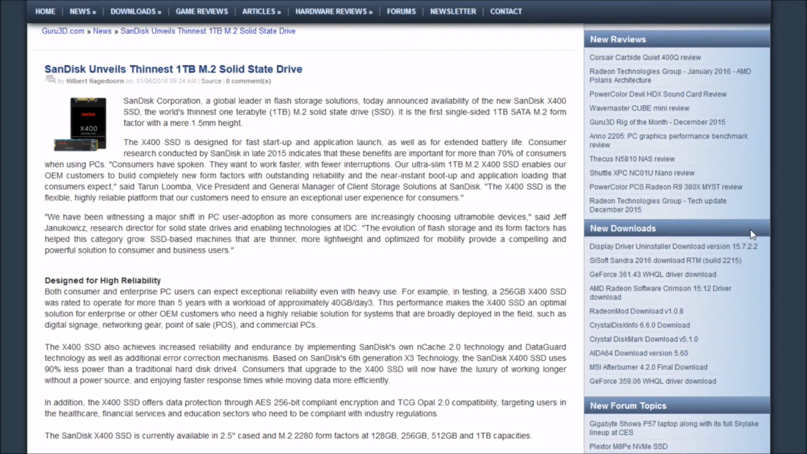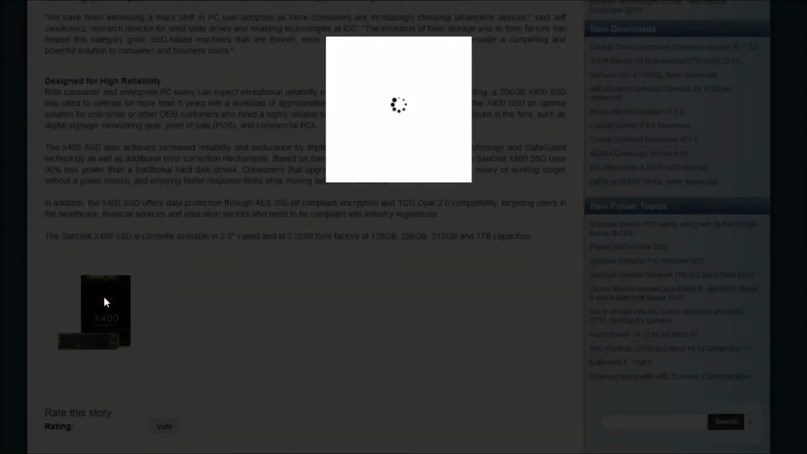In addition, the X400 SSD offers data protection through AES 256-bit compliant encryption and TCG Opal 2.0 compatibility, targeting users in the healthcare, financial services, and education sectors who need to be compliant with industry regulations. Wow, the SanDisk X400 is currently available in 2.5 case and M.2 2280 form factors, and 128 gig, 256 gig, 512 gig, and 1 TB capacities. Okay, this is the picture.